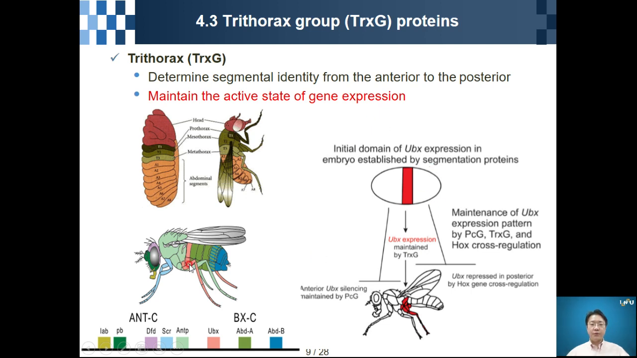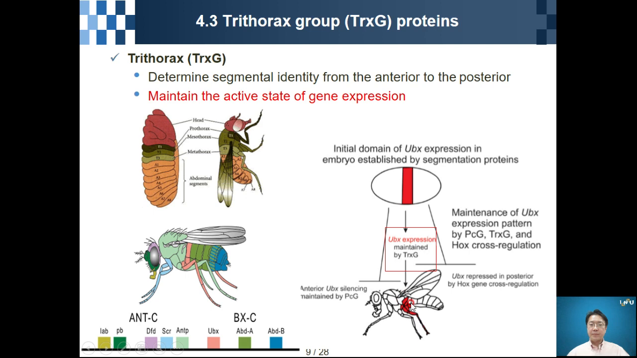For example, to make the T3 legs, the UBX gene should be expressed in this segment. In the case of the UBX gene, usually the TRXG proteins maintain the UBX gene expression in the T3 segment. That's why the T3 leg can be made like this.